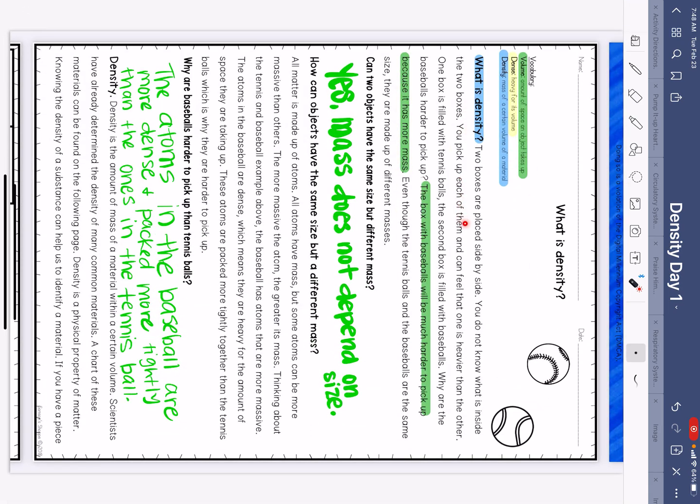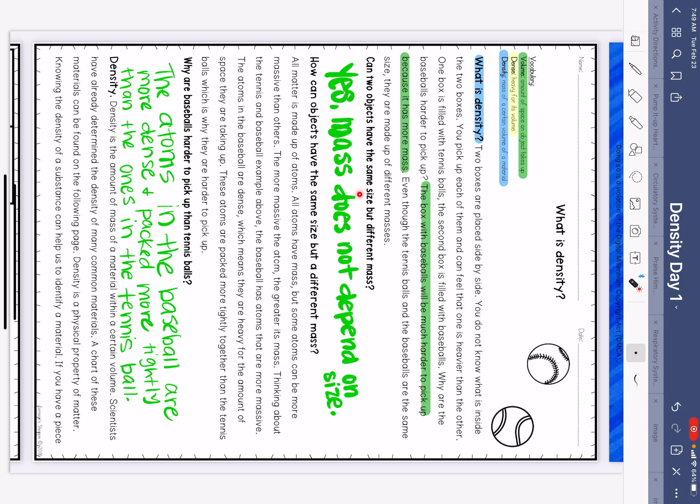What is density? 2 boxes are placed side by side. You don't know what's inside the 2 boxes. You pick up each of them, and you can feel that one is heavier than the other. One box is filled with tennis balls. The second box is filled with baseballs. Why are the baseballs harder to pick up? The box with baseballs can be much harder to pick up because it has more mass. Even though the tennis balls and the baseballs are the same size, they are made up of different masses.